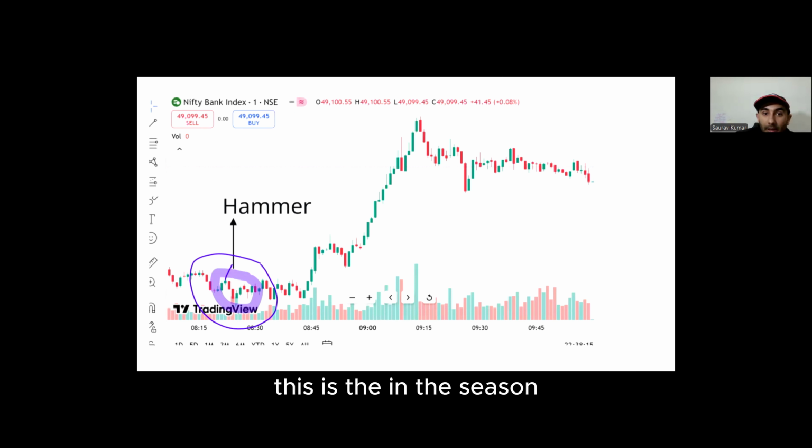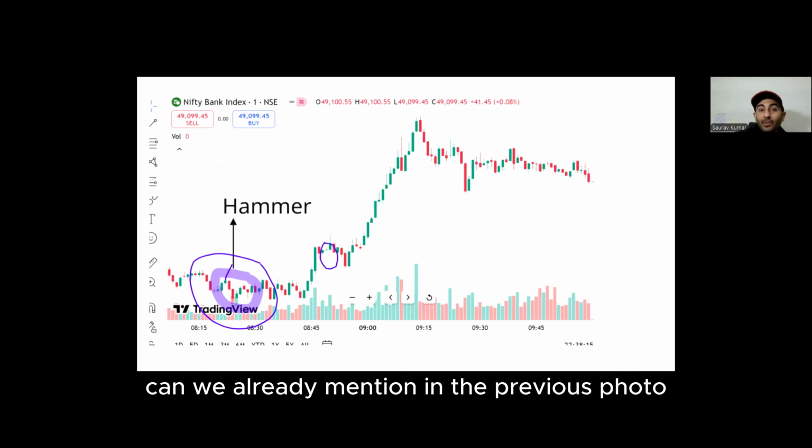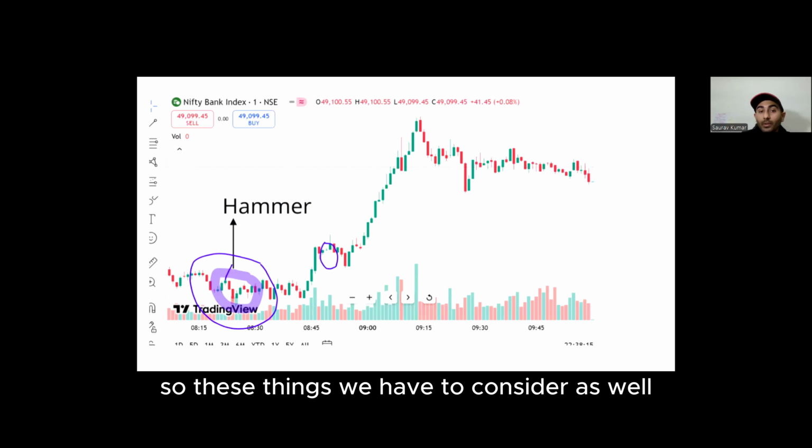The same thing you can see here. This is the indecision candle. We already mentioned it in the previous photo. So these things we have to consider as well.